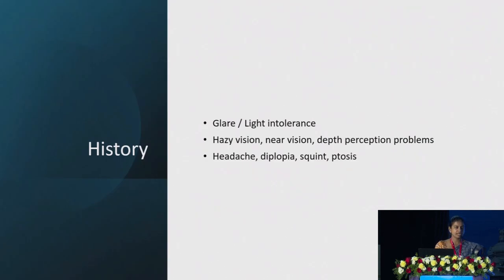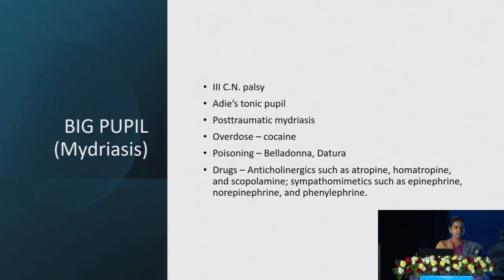Now patients who have abnormal pupil size usually come with these symptoms. They usually have glare or light intolerance or hazy vision, near vision problems, depth perception problems, headaches, diplopia, deviation of the eyeball, or ptosis. So if any patient comes to you with any of these symptoms, you have to specifically look for any pupil abnormalities. Now what are the different causes of a big pupil?